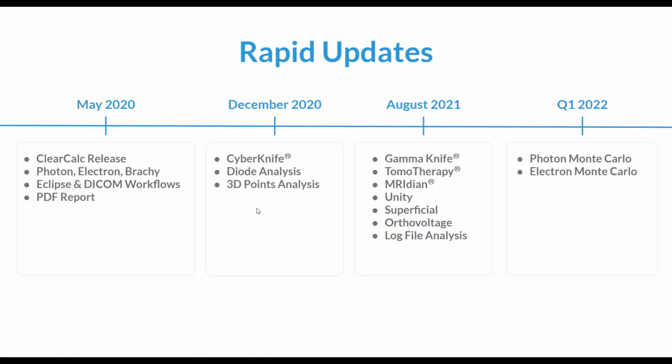One other thing we pride ourselves on, knowing that in the clinic, it's hard to wait for a certain feature to be added. And that usually takes a lot of time for most vendors, but we really want to focus on being able to get these features and parts of the product in for our users. So it's hard to believe, but just in May of last year is the first time we released ClearCalc. And very quickly you can see, we added CyberKnife diodes and the 3D point analytics in December. And now, let's just say September, we added 6 new machines as well as the log file analysis. And then in Q1 of next year, we are looking to add the photon and electron Monte Carlo options as well. So we really want to focus on getting these features in quickly for our users and make sure that we do it right as well.